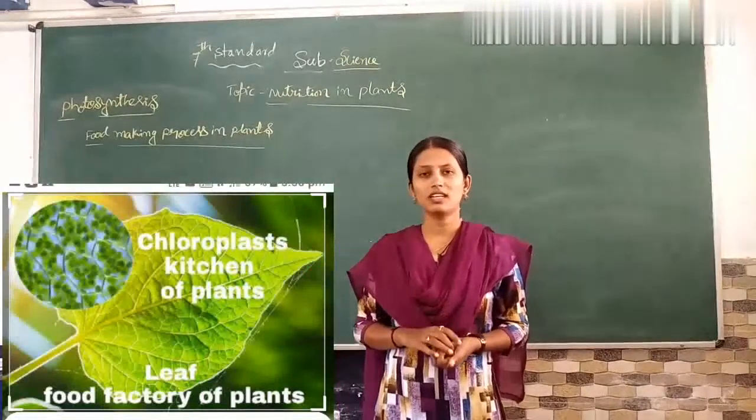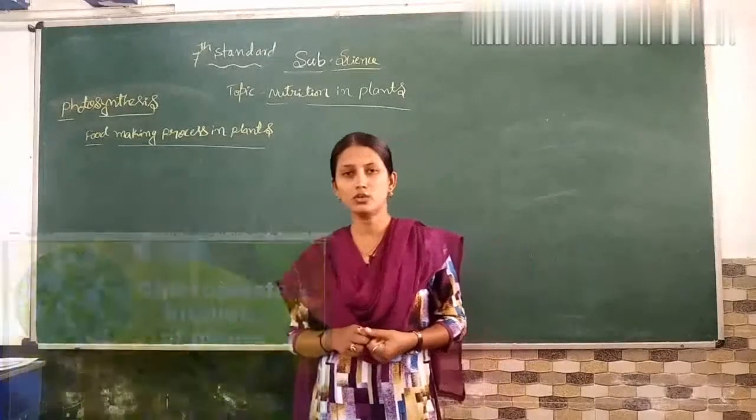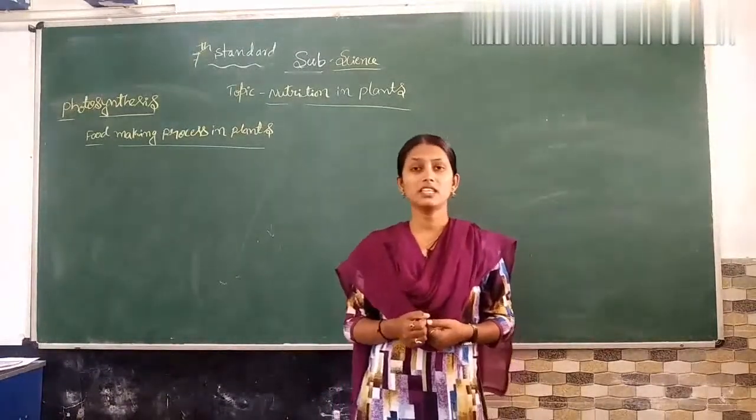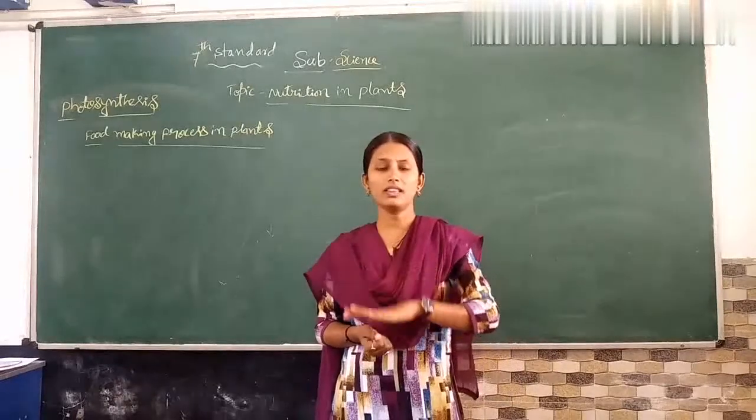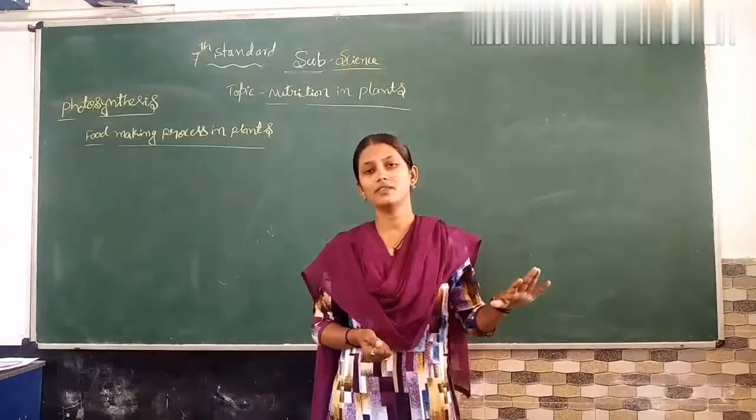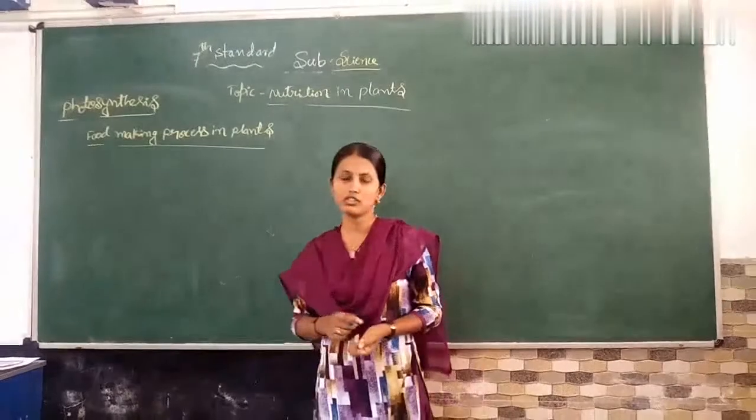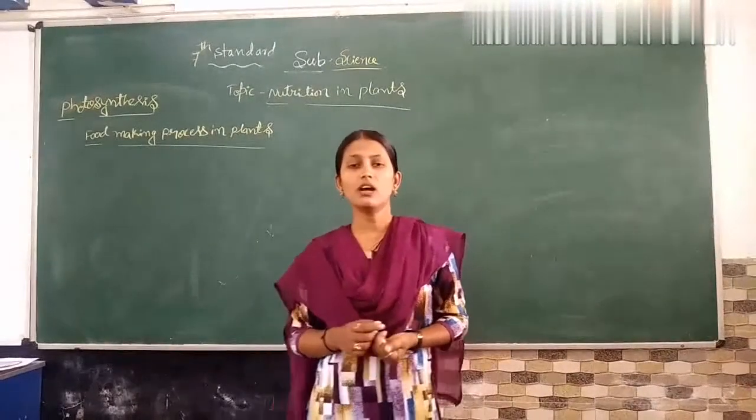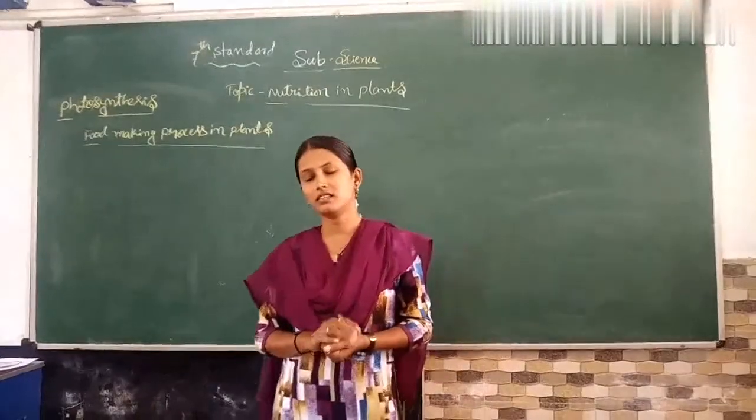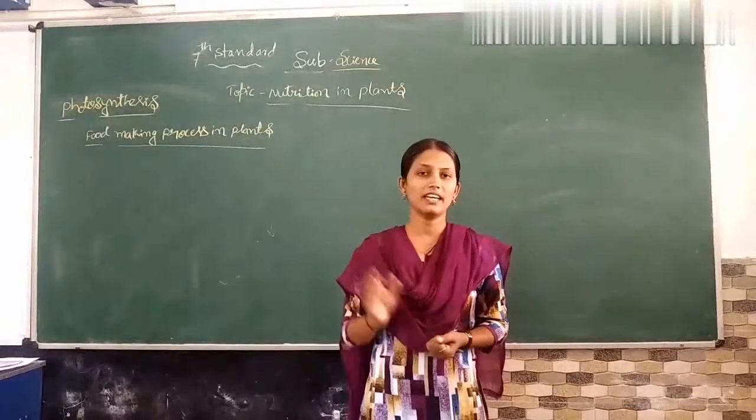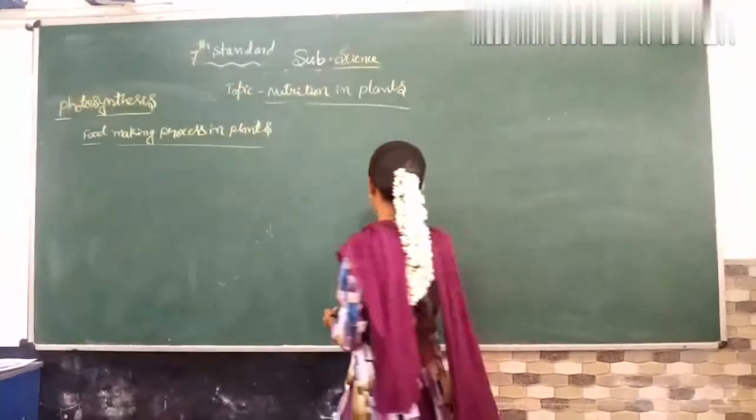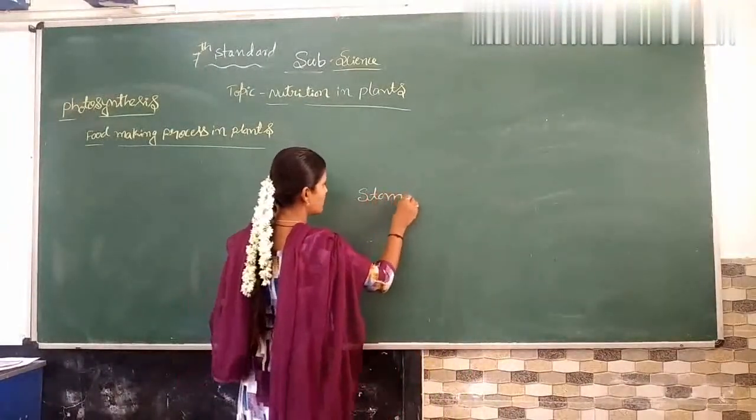As you know, water and minerals are absorbed by the roots from the soil, so they are transferred to the leaves. All the minerals, water and carbon dioxide gas should reach the leaves for the process of photosynthesis to take place. You may ask me how the gases enter the leaf. Carbon dioxide is present in the air, and it reaches the leaves through tiny pores. Those tiny pores we call stomata.